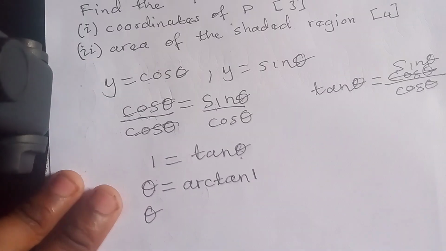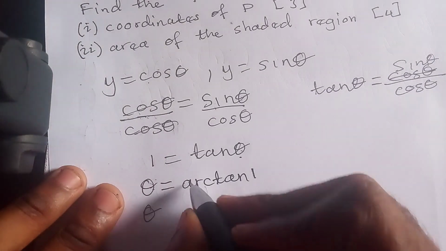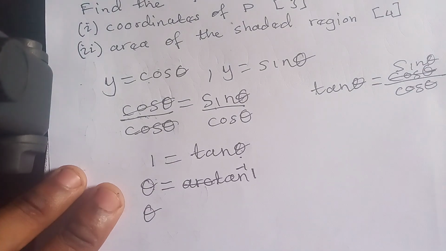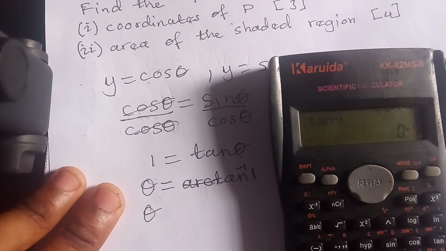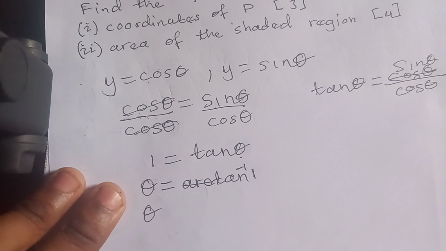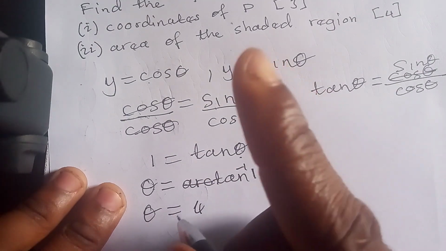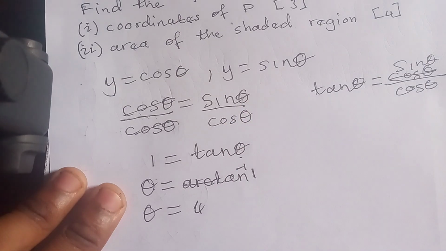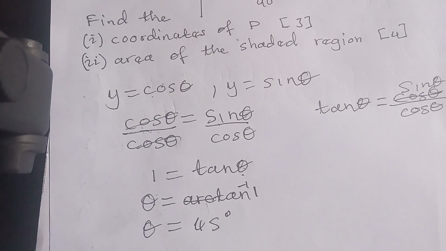So now when you punch this on your calculator, this is a well-known thing. Sorry, I meant to say tan inverse. So the inverse tan of 1 is 45. As you can see, make sure that your calculator is in degrees because we are dealing with degrees here. So this is 45 degrees.